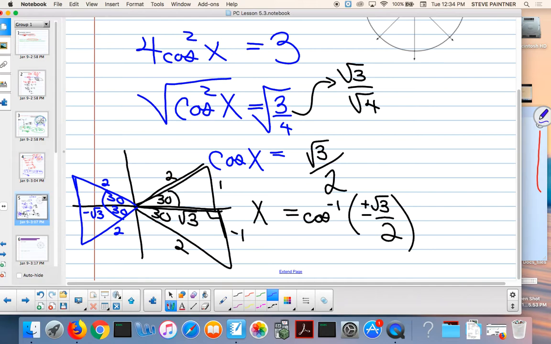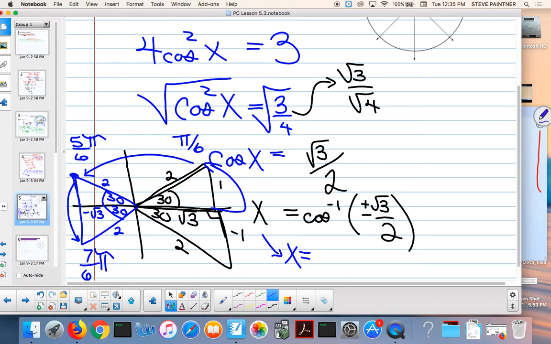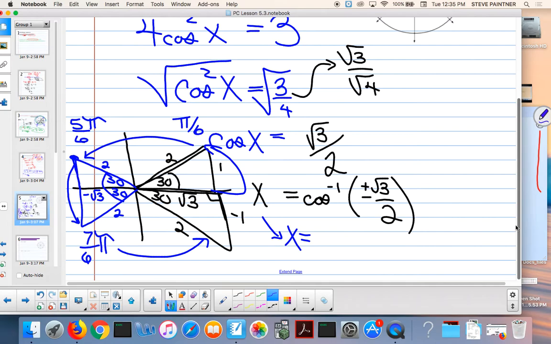Here comes the question. What angle is going to work here? Well, it's this one. What's that angle? Pi over 6. Okay, keep going. What's this one? 5 pi over 6. Keep going. This one. 7 pi over 6. Keep going. 11 pi over 6. Yeah, that's 11 pi over 6, right? Okay. So now, how many answers?